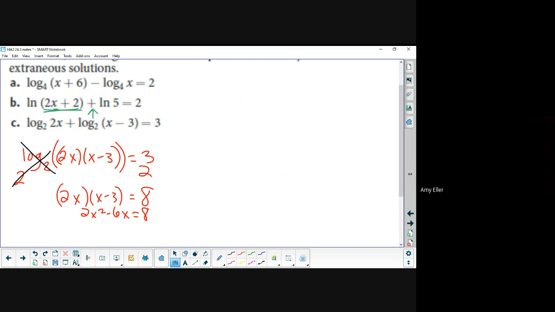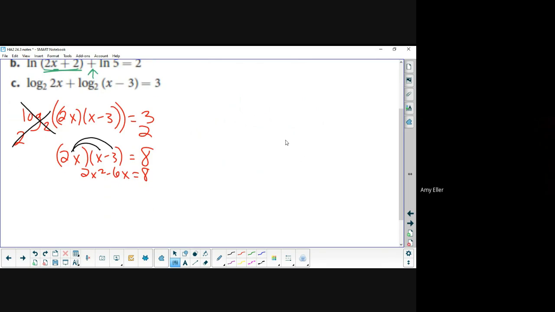Maybe you've already simplified that. I did it at the end. 2 to the third is 8. Then I went ahead and simplified this multiplication: 2x squared minus 6x. If I have an x squared and an x, that is a quadratic. I can't just subtract 6x, divide by 2, square root. That doesn't work if I have an x squared and an x.